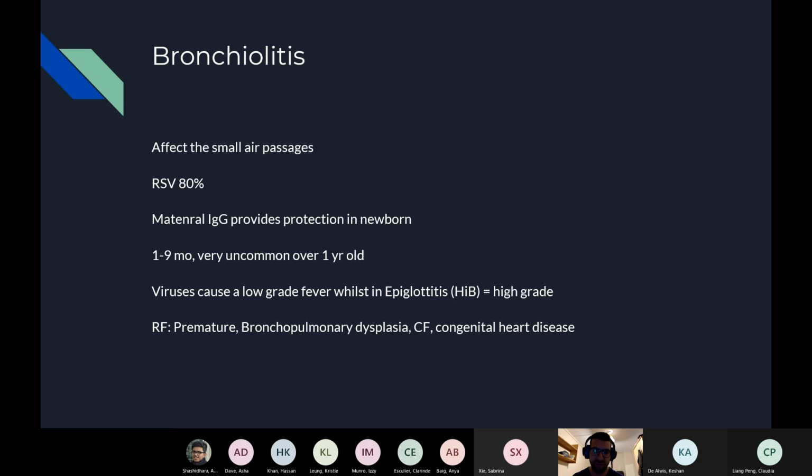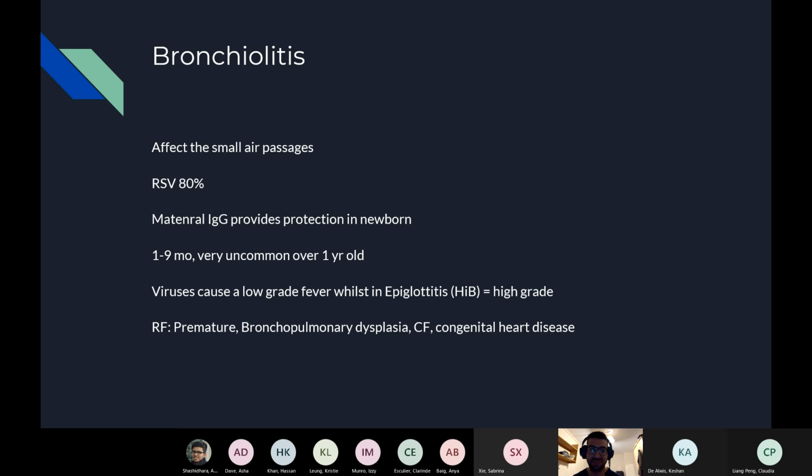They get a low-grade fever, and remember, with epiglottitis, it's a high-grade fever. The risk factors are basically anything that's going to stop the lungs from developing as normal. So premature babies, normally the lungs are the last thing to develop in babies when they're in the womb.